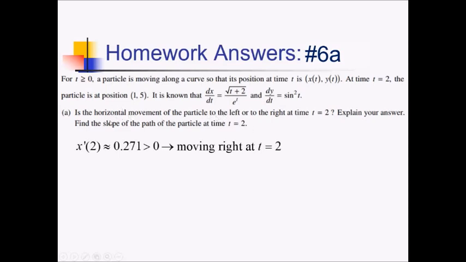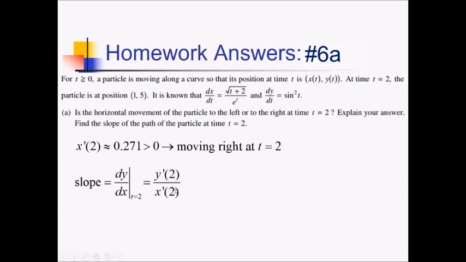For part 2 of part A, they wanted the slope of the path of our particle at time 2. So for that, we're essentially talking about dy over dx. That's what slope really is. It's a delta y over delta x. dy over dx evaluated at 2. For this, you need to use your derivative of a parametric equation here. This is going to be y prime of 2 over x prime of 2.